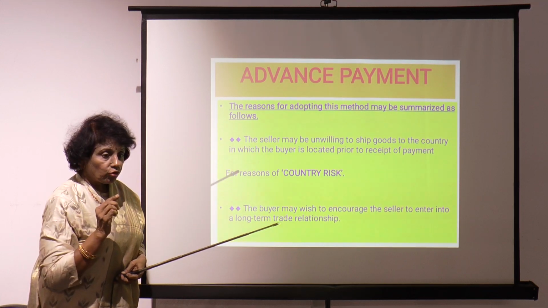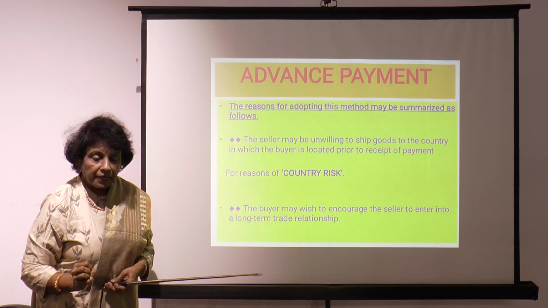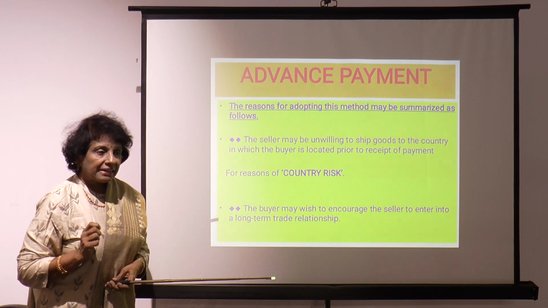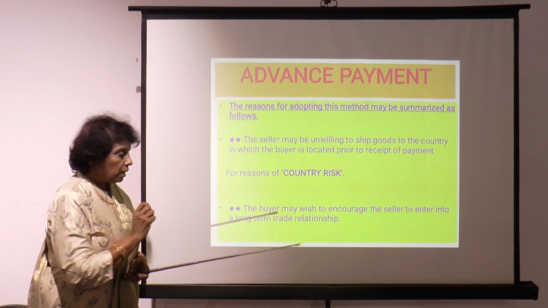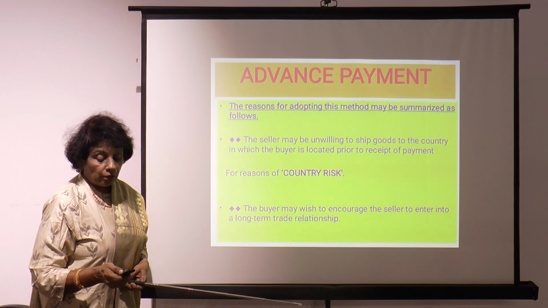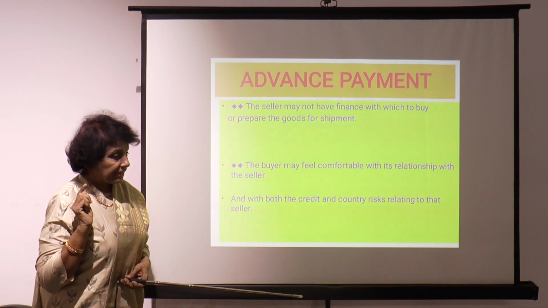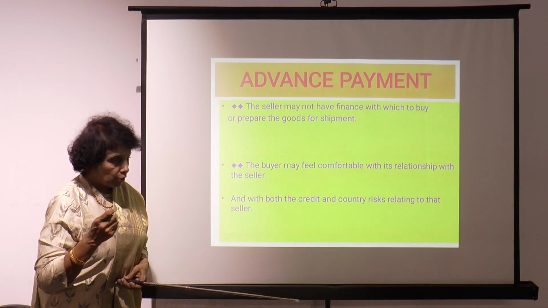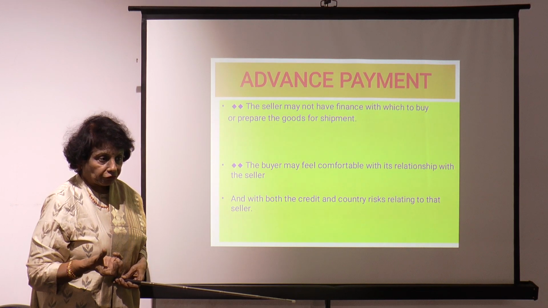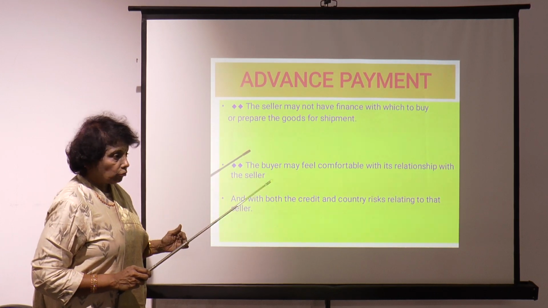The seller may be unwilling to ship the goods to the country in which the buyer is located prior to receipt of the payment. We usually call this the country risk. Secondly, the buyer may wish to encourage the seller to enter into a long-term trading relationship. Then the seller may not have the finance. Now the seller has to ship the goods, and unless he gets some money, he may not be able to manufacture or procure the goods. So the seller may not have the finance in order to buy the goods or prepare the goods for shipment.